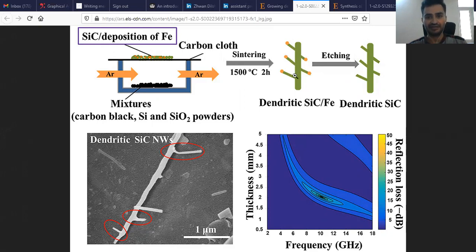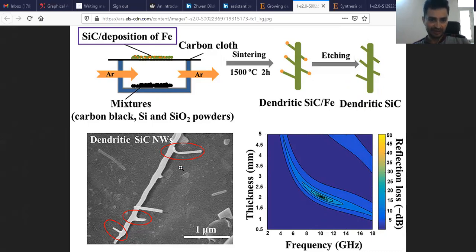From the color, we can conclude that the head of the structure will be iron and the core will be silicon carbide. Etching means that after sintering of any product, we use about 80% of the sintering temperature. For example, instead of 1,500, we use another temperature, 1,300 degrees Celsius. In the etching, this iron contamination will be evaporated or removed. So we get this dendritic structure of silicon carbide.